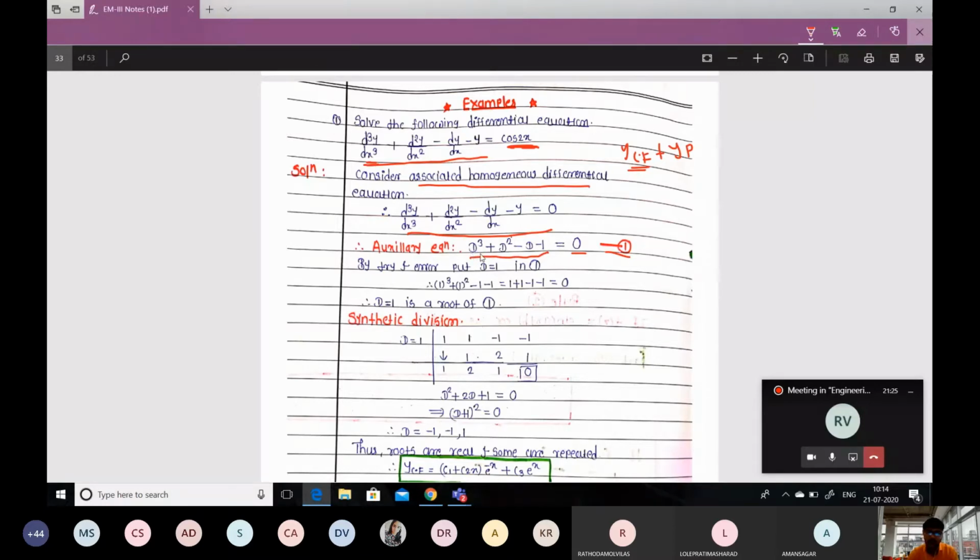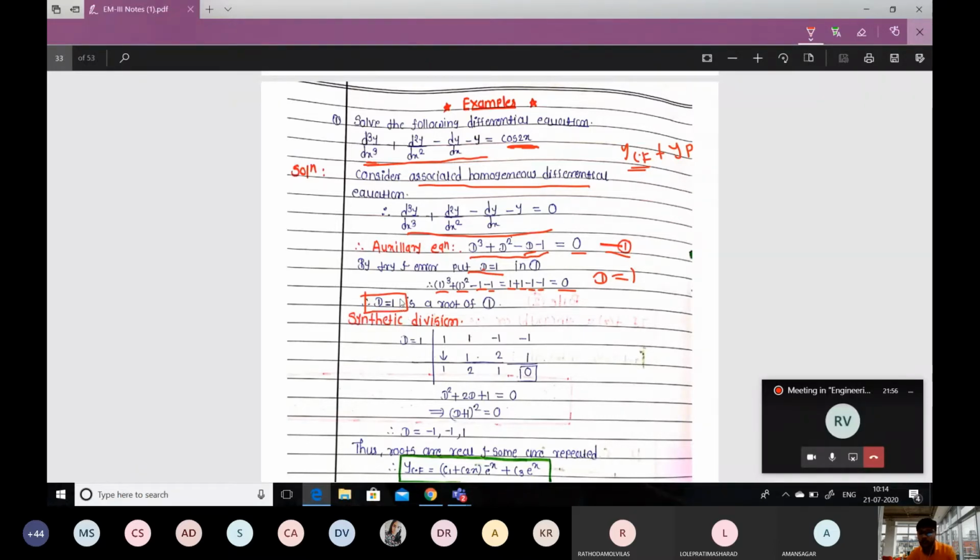So I will use synthetic division, and by trial and error method I found one root, D equal to 1. If you put D equal to 1 in equation number 1, what do you get? Just observe this: 1 cube plus 1 square, and corresponding to this term we have -1 and the last term -1. So 1 plus 1 minus 1 minus 1 equals 0. That means D equal to 1 is a root of the given auxiliary equation.